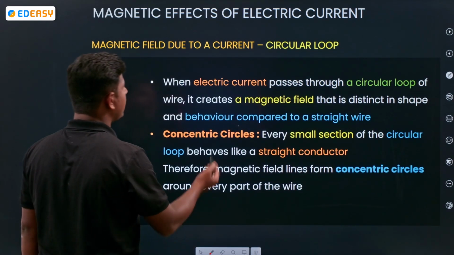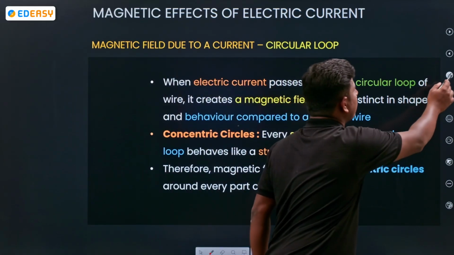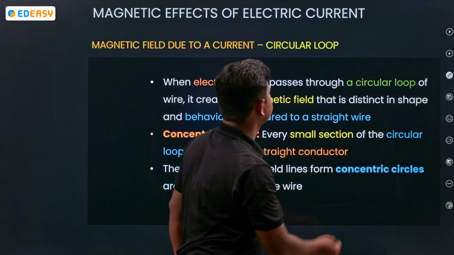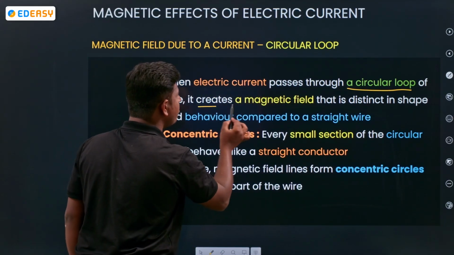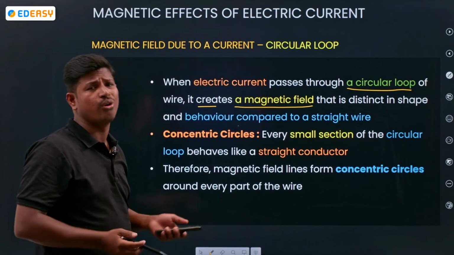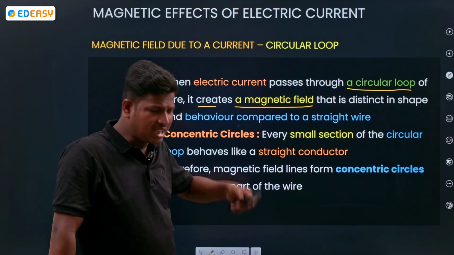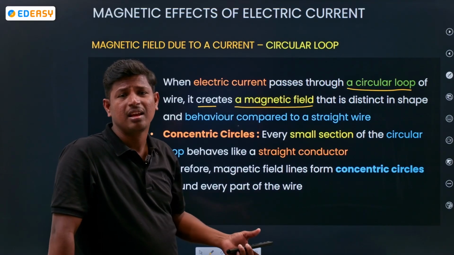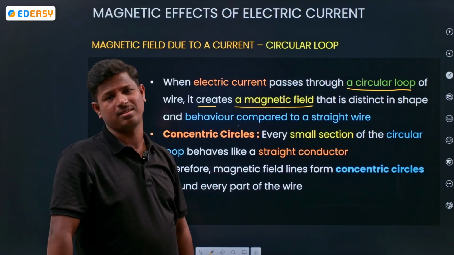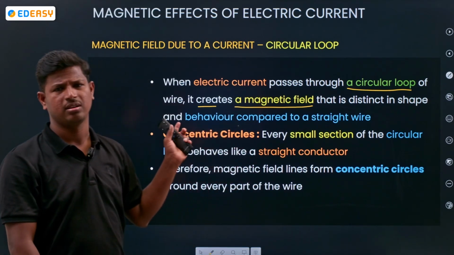See here, when electric current passes through a circular loop, it creates a magnetic field, that we know, right? Electricity passes, magnetic field is produced. Electricity passes, magnetic field. No electricity, no magnetic field.